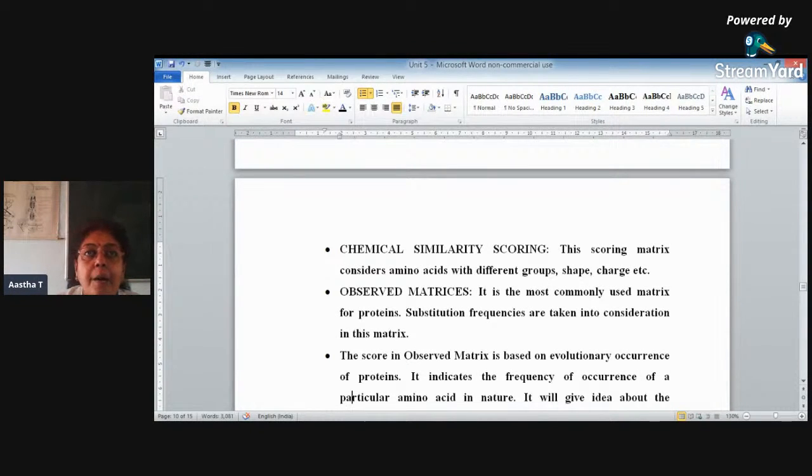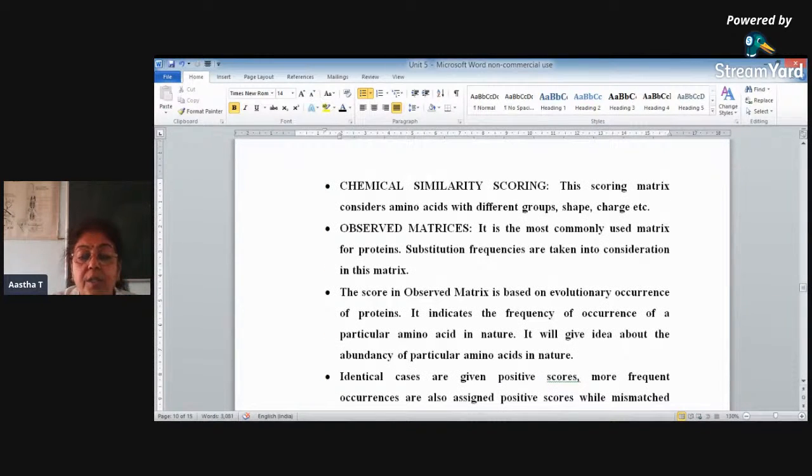Like if there is histidine amino acid, आता हिस्टिडीन किती वेळा रिप्लेस झालेला आहे, किंवा ॲलनिन आहे तर ॲलनिन त्या जागेवरती किती वेळा रिप्लेस झालेलं आहे, तर that substitution frequency is taken into consideration in this type of matrix, and it is known as observed matrices. The score in observed matrix is based on evolutionary occurrence of proteins. So evolutionary occurrence मध्ये डेव्हलपिंग ऑर्गॅनिझम्स मध्ये हे प्रोटीन्स कसे अकर होत आहेत, त्यांची सबस्टिट्यूशन फ्रिक्वेन्सी काय आहे, that is taken into consideration. It includes the frequency of occurrence of a particular amino acid in nature.